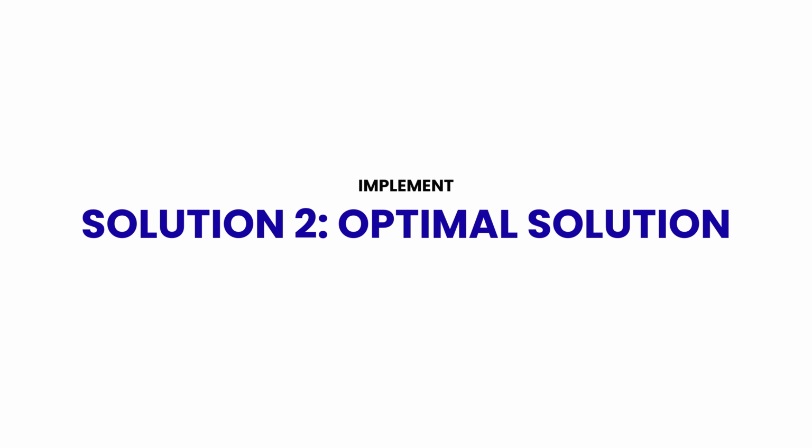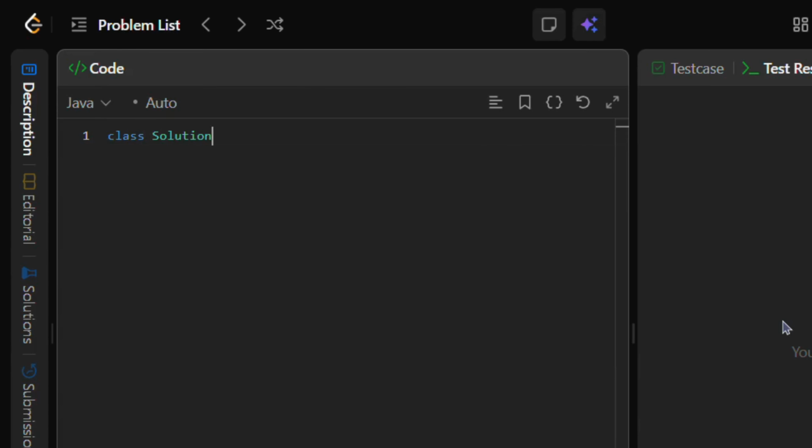Now let us try another implementation approach using solution 2. We begin by defining the solution class. This is the container for our optimized method. Then we declare the max_sub_array method. It receives an array of integers and must return the largest possible sum of any contiguous subarray.